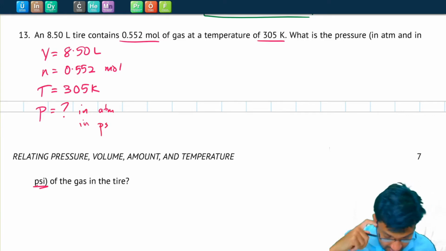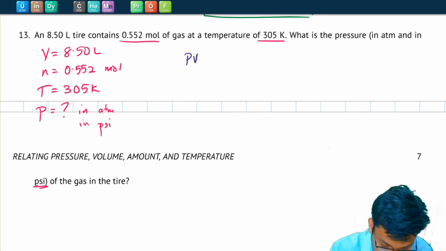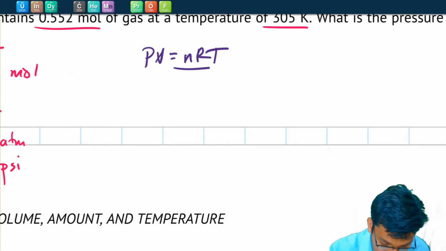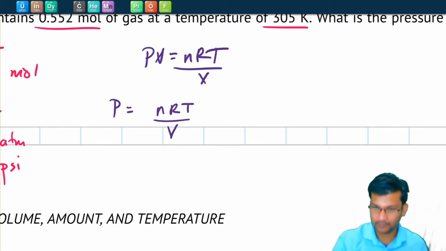Okay, so let's do one thing at a time. Volume is in liters, number of moles in moles, temperature in Kelvin, that's all good. We start with PV is equal to nRT. We're solving for pressure, so let's put pressure on one side. We divide both sides by V to do that. So pressure is equal to nRT over V.